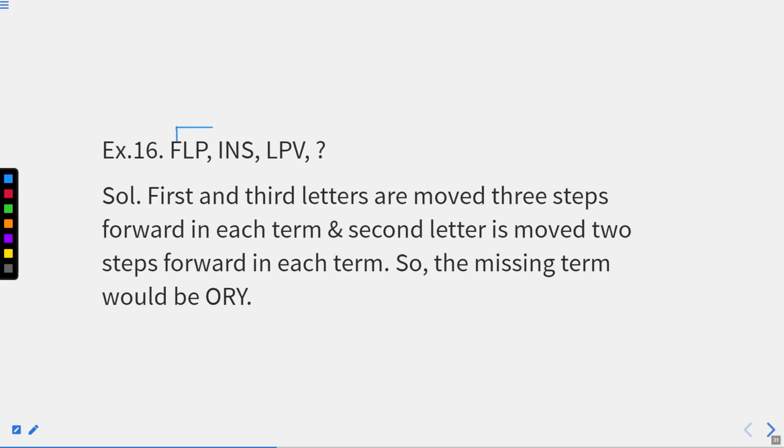For F, we are adding plus 3. For P as well, we are adding plus 3. For the second term or the middle one, we are adding plus 2. I hope you are able to get the answer. How I am doing this, I'll tell you. Listen to that. F goes to I, we know. L goes to N, we know. P goes to S, all we know.